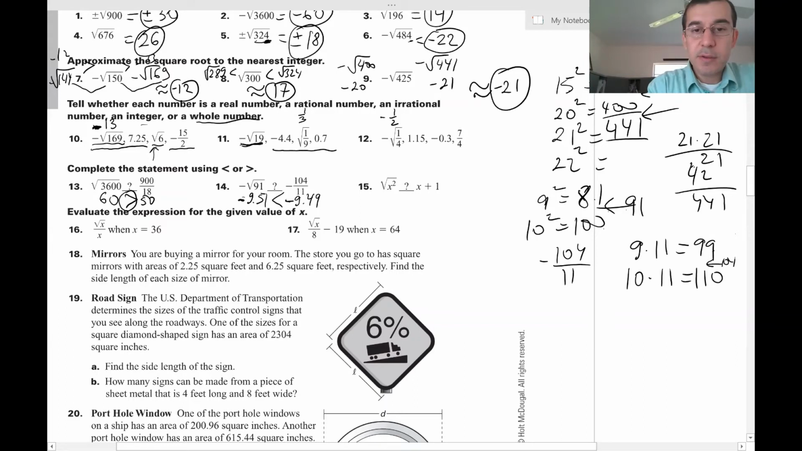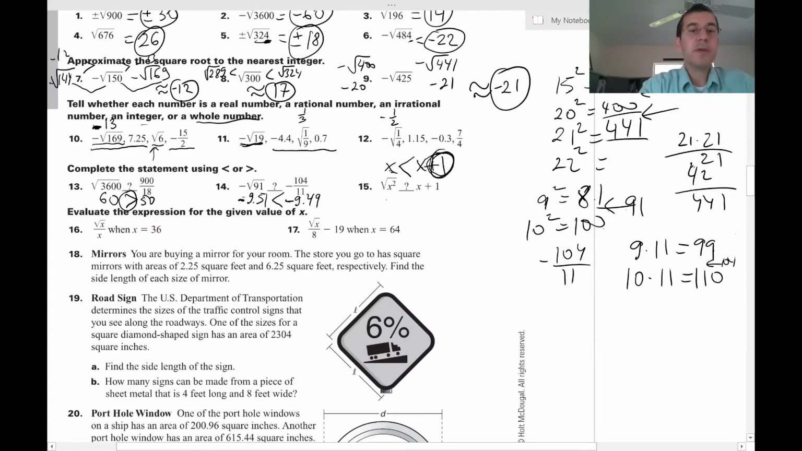Next one, we have square root of x squared. That's basically x. And then we have here x plus 1. So x plus 1 is always going to be greater than x, because here we have x same as here, but here we have plus 1. So whatever we have, negative, positive numbers, doesn't matter, the right side is always going to be bigger, because we're adding 1 to it. So the sign is going to be less than.